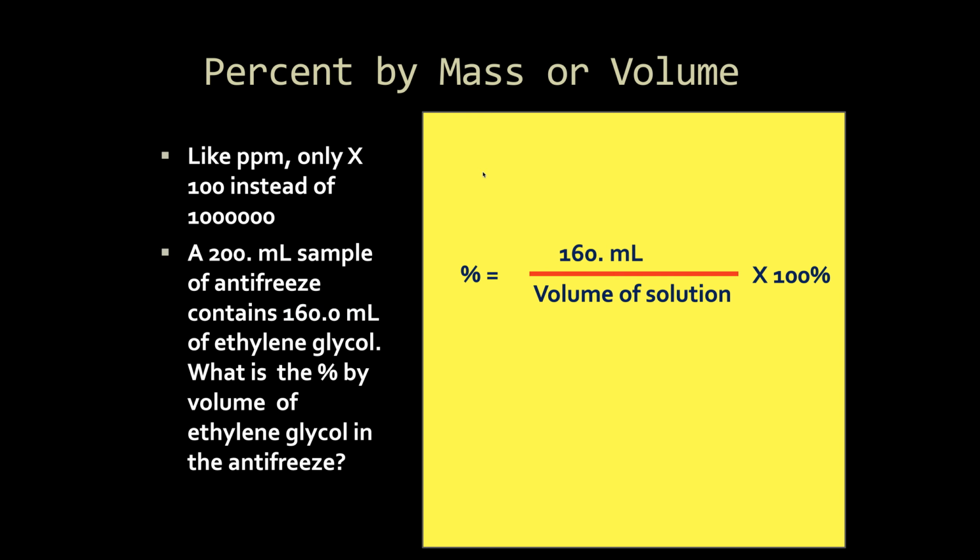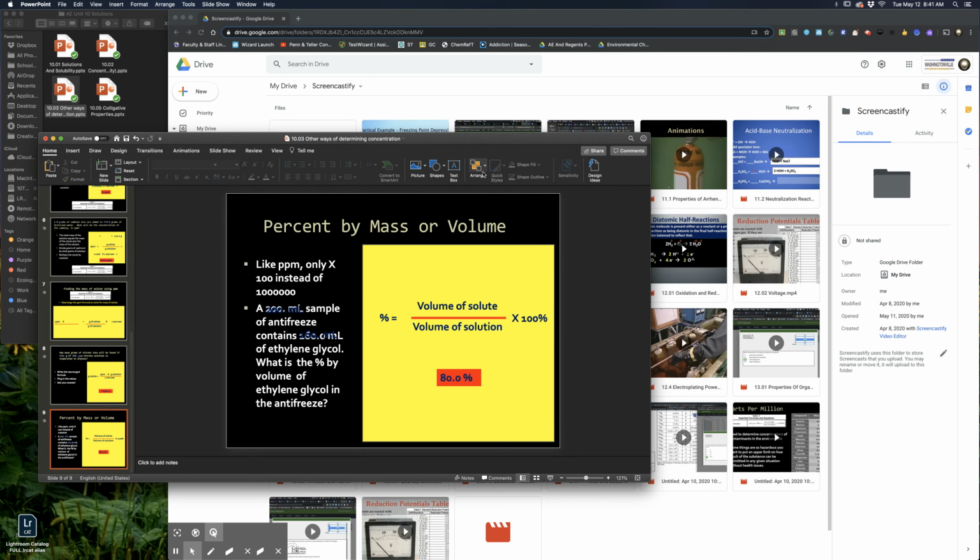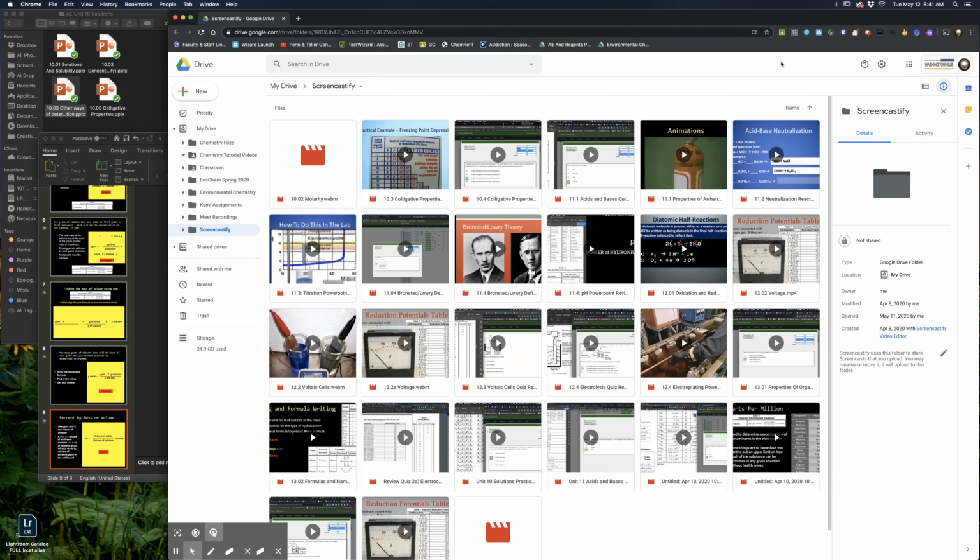So we have 160 milliliters of ethylene glycol for every 200 milliliters of solution. 160 divided by 200 times 100 will give us 80%. So 80% of the volume of our solution comes from ethylene glycol. You can do exactly the same thing with mass, except you'll be using grams instead of milliliters. And that's all there is to finding out the concentration of a solution.